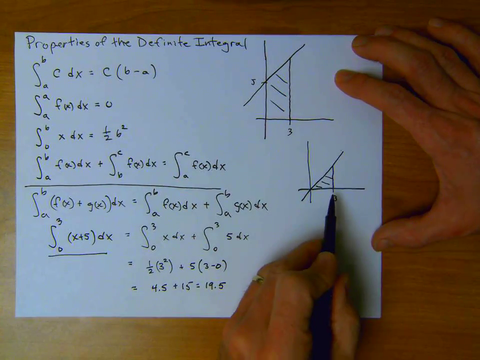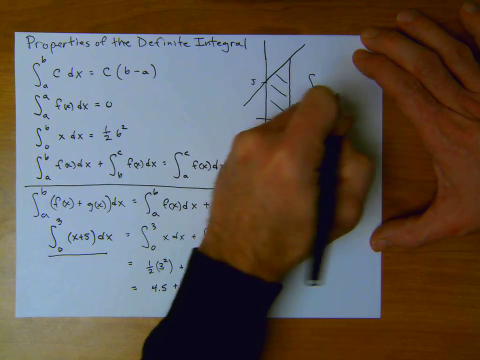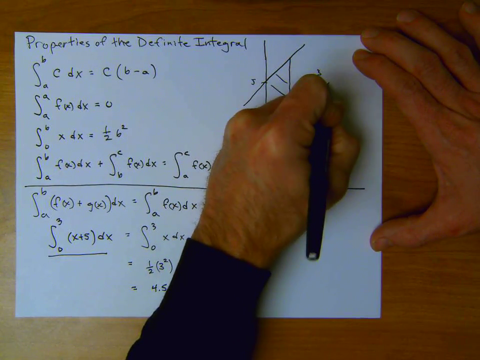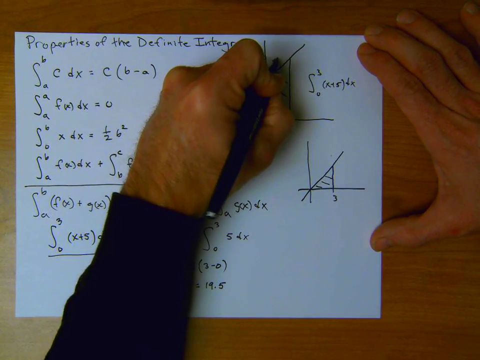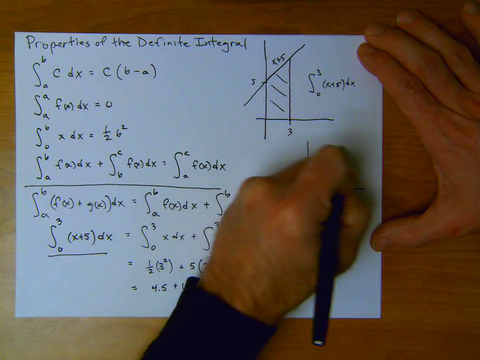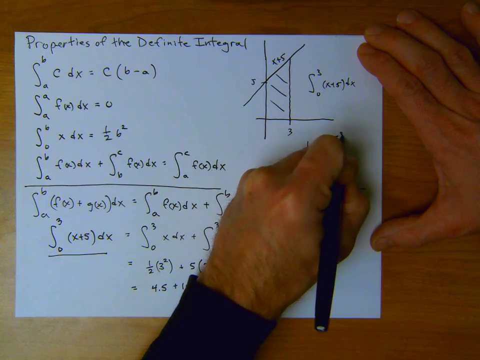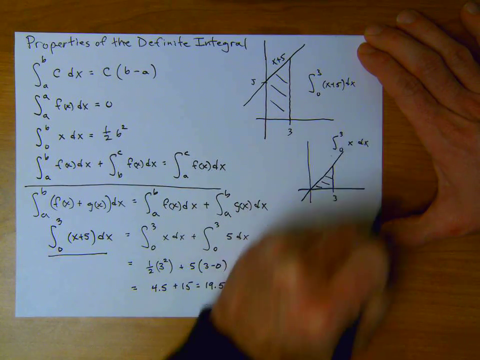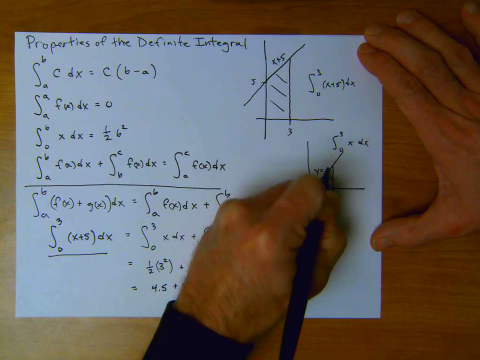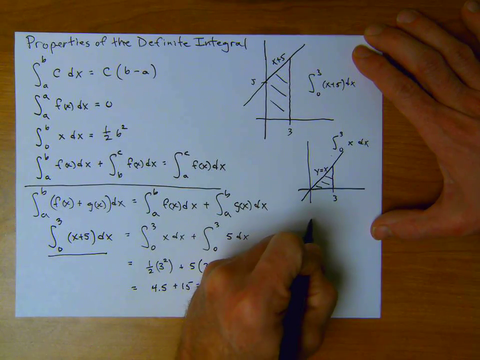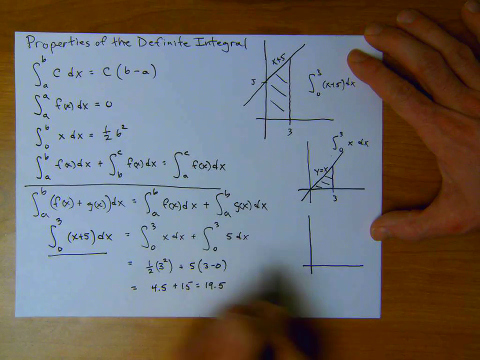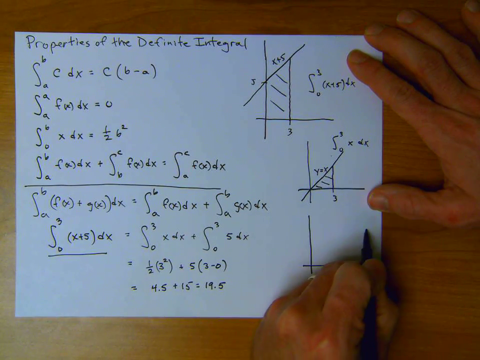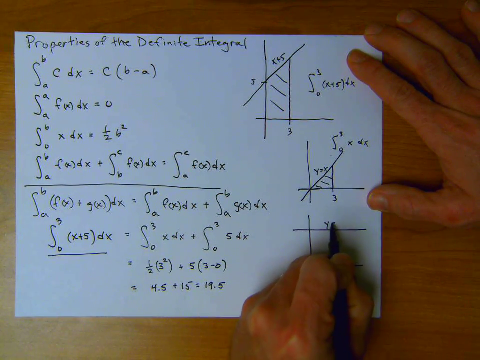So this part, I'll just label it as represented by the integral from 0 to 3 of x plus 5 dx, because this function right here is x plus 5. This right here represents the integral from 0 to 3 of x dx, because this is just y equals x, this line. And then the other piece is, of course, y equals 5. So we're up here, like at 5. This is y equals 5.